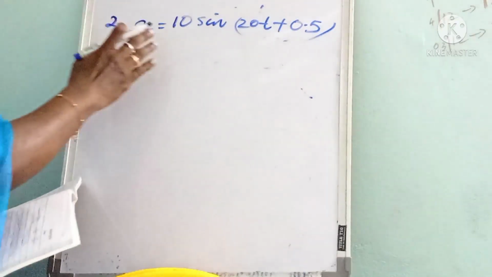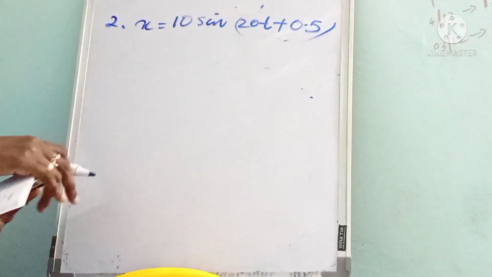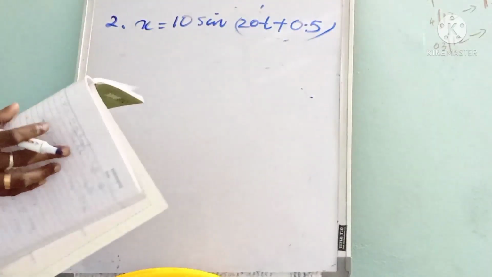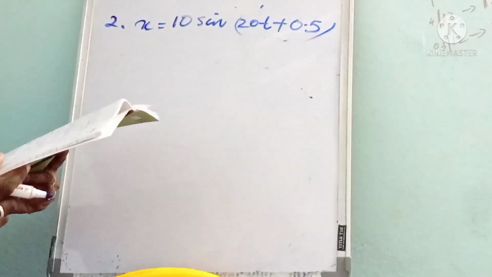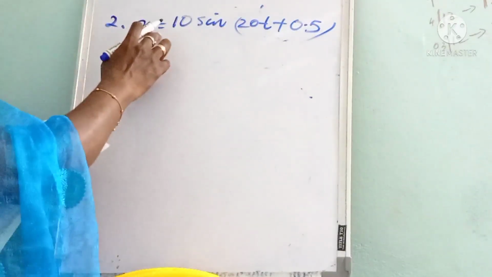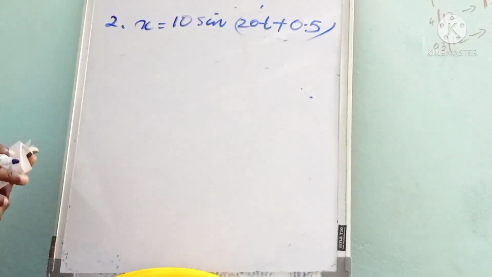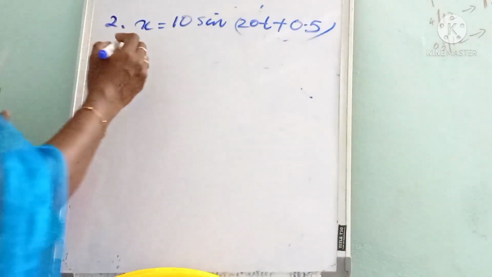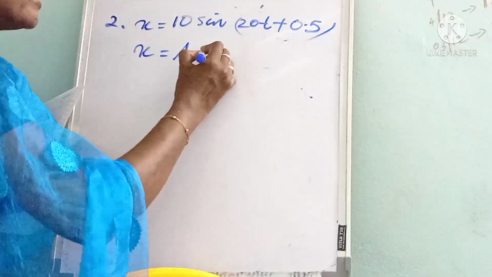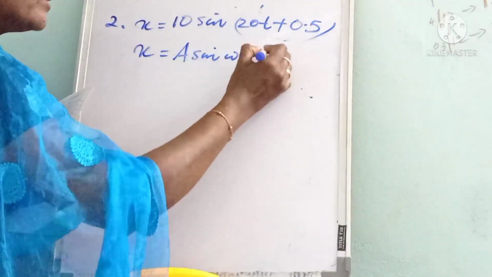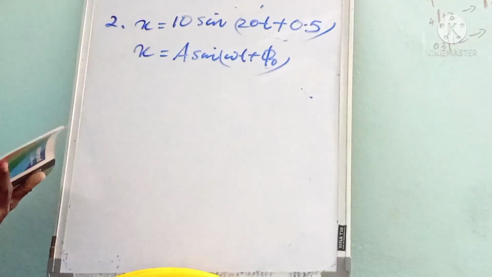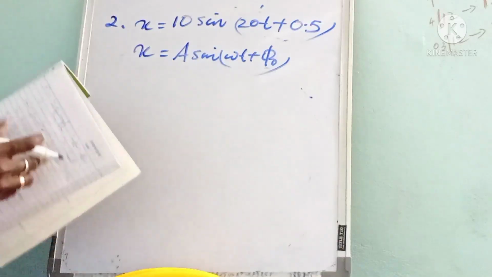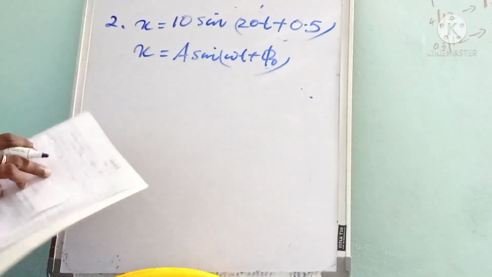This given equation represents a simple harmonic motion. We have to write the amplitude, angular frequency, time period and initial phase. We can compare this with the standard form. The standard equation that represents simple harmonic motion is x equal to a sine (omega t plus phi 0). Then we can compare the two equations.